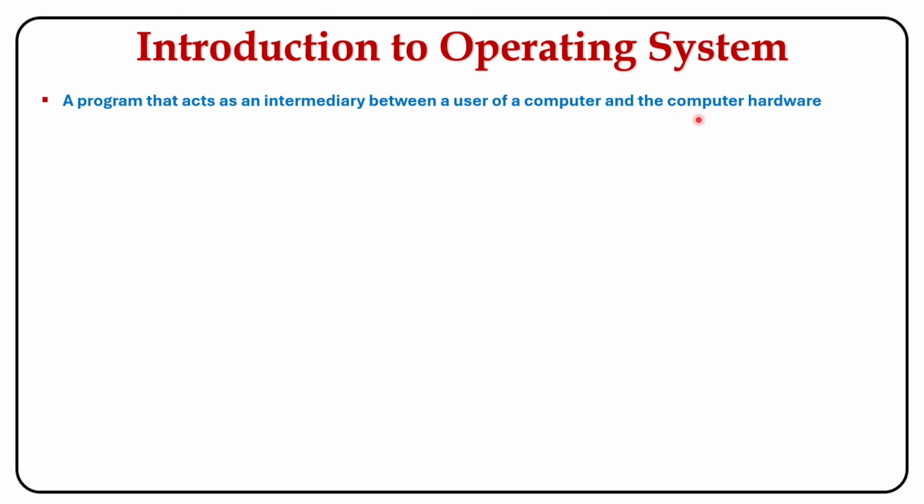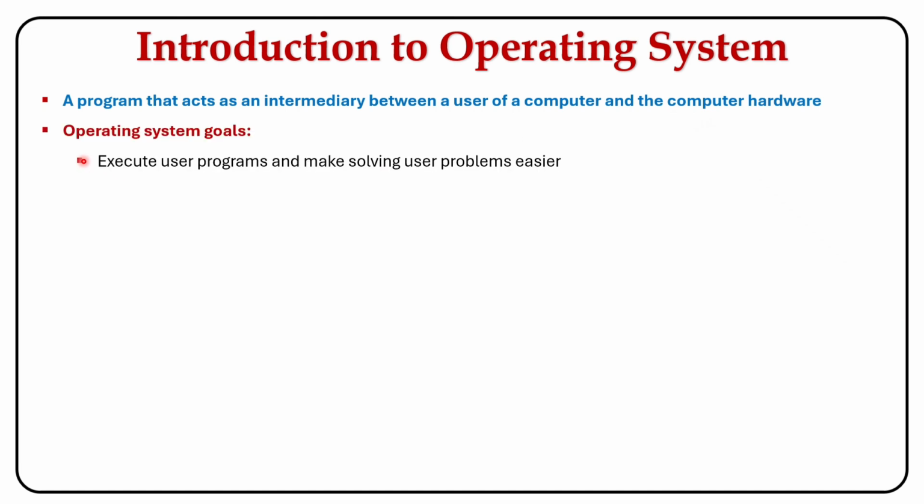The goals of operating systems are: the first goal is to execute the user program and make solving user problems easier. For example, when you open Microsoft Word or a web browser, the operating system loads the application into memory, allocates the required resources, and starts its execution.